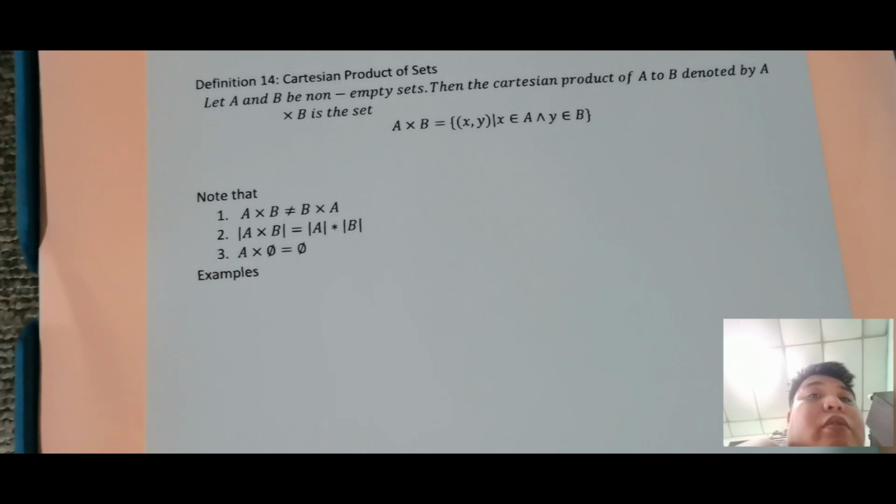Number two, the cardinality of A cross B is just simply the product of the cardinality of the two sets. Meaning, kung gusto mong kunin kung ilan yung element ng A cross B, kunin mo na lang yung product ng cardinality ng A saka B. Yun yung cardinality ng A cross B natin. Then number three, A cross empty is equal to empty. Sabi naman kasi sa definition pa lang, let A and B be non-empty sets. Ano naman mangyayari kung yung A o isang set ay ikinross product ko sa empty? Ang sagot dun, empty. Wala nang iba. Okay, let's have example para mas maintindihan nyo.